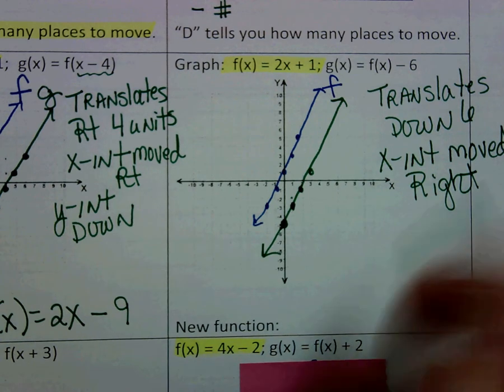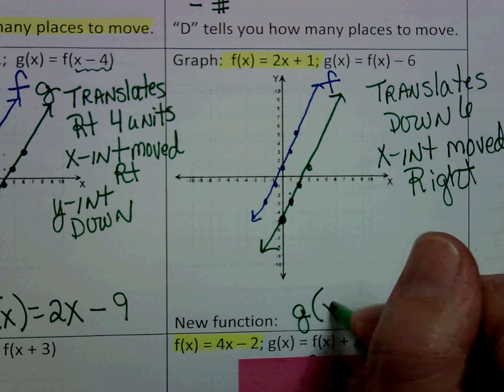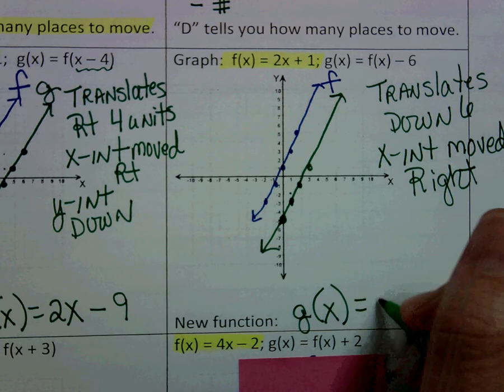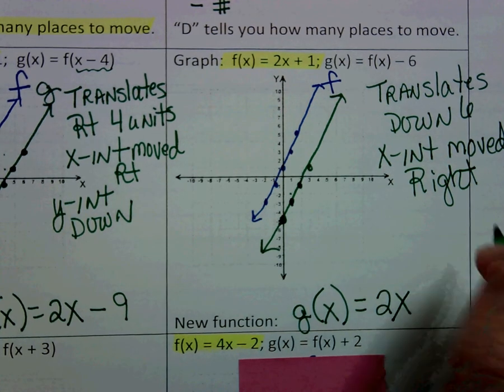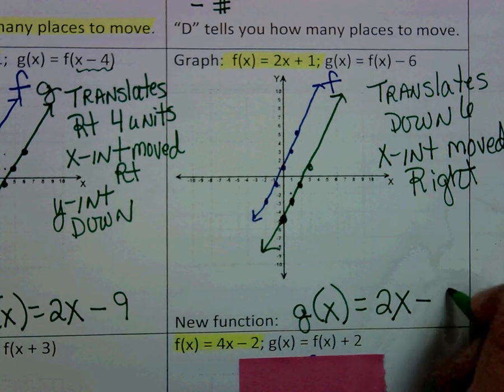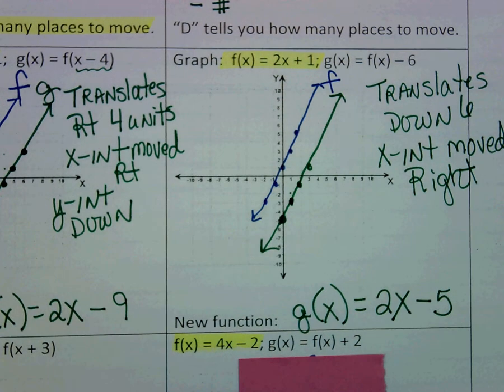Okay, so our new function, we have to know our slope, we have to know our y-intercept. Our slope is still 2, and my y-intercept now is -5. So our new function is g of x equals 2x minus 5.